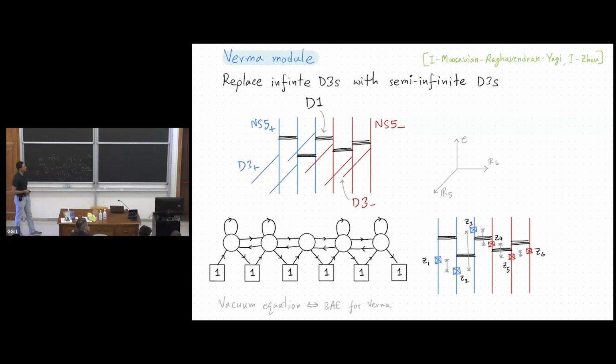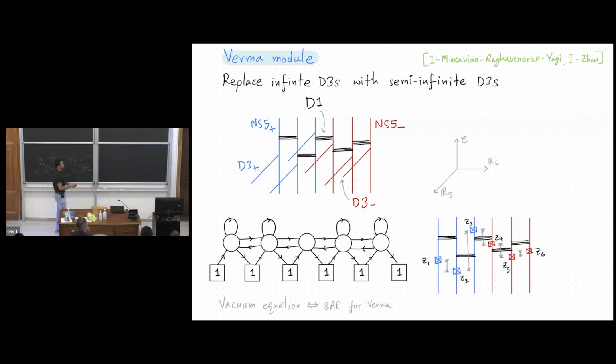Okay, so that story was for finite dimensional representations. For Verma modules, the story is slightly different. Instead of having infinite D3s, we now have semi-infinite D3s. It's basically the same picture, but in order to emphasize that I have semi-infinite D3s, I'm drawing a pseudo 3D picture. So I have NS5 pluses and NS5 minuses, wrapping cigar plus or cigar minus, and D3 plus and D3 minus ending on these NS5s, and the D1s in between.